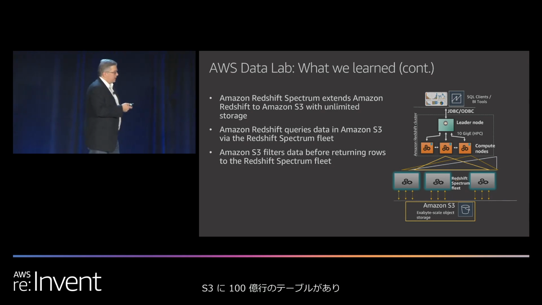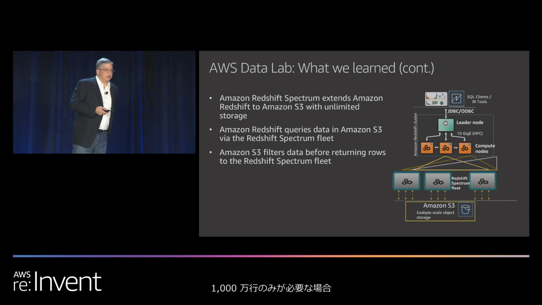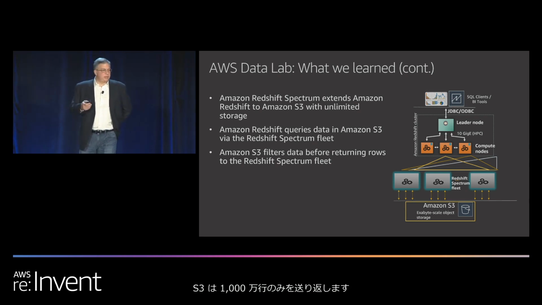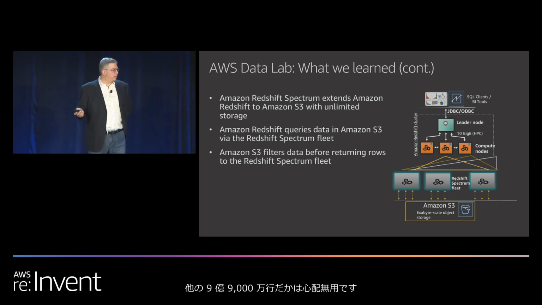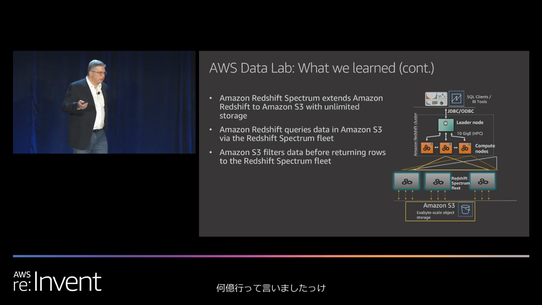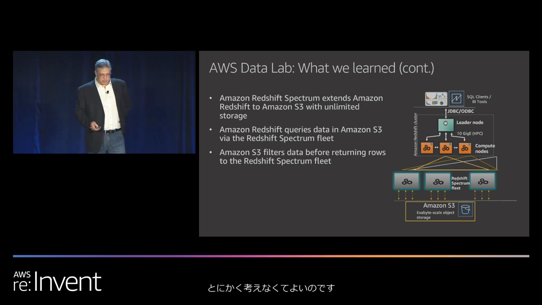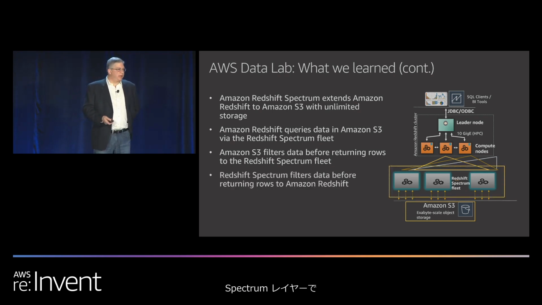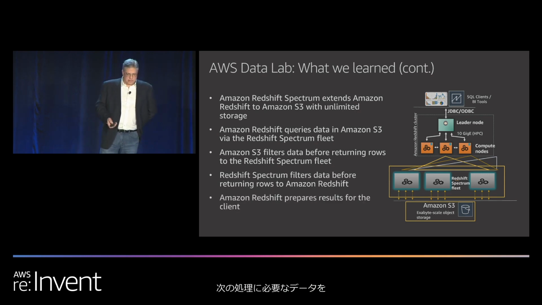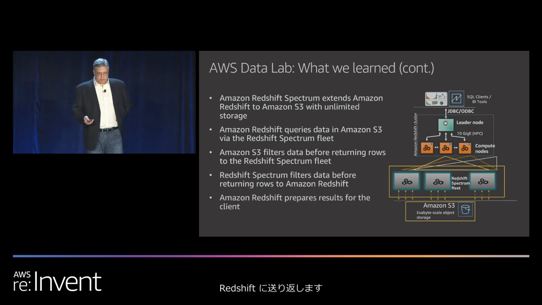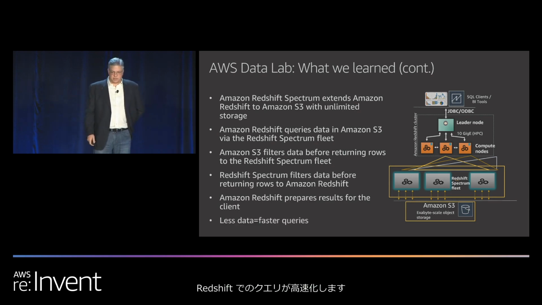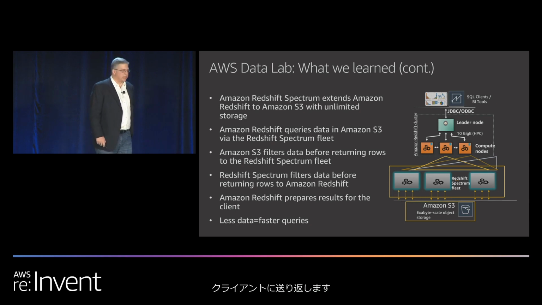So if we have a 10 billion row table sitting on S3, but we only need 10 million rows, S3 is only going to send back 10 million rows. We don't have to worry about any of the other 9.99 billion rows. Spectrum is going to do any aggregations or any other processing at that layer, send the data back up to Redshift for further processing, and then less data is going to equate to faster queries in Redshift, and Redshift is going to send that data back to the client.